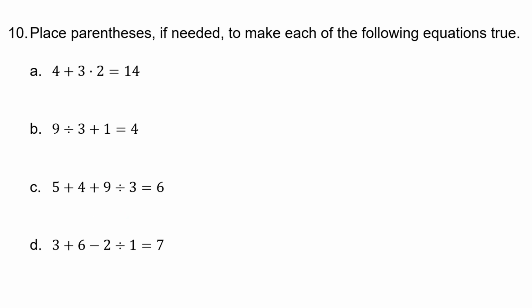All right, and then you can try to group all 3 of those. 5 plus 4 plus 9 is 18. 18 divided by 3 is 6. All right, so that's right.